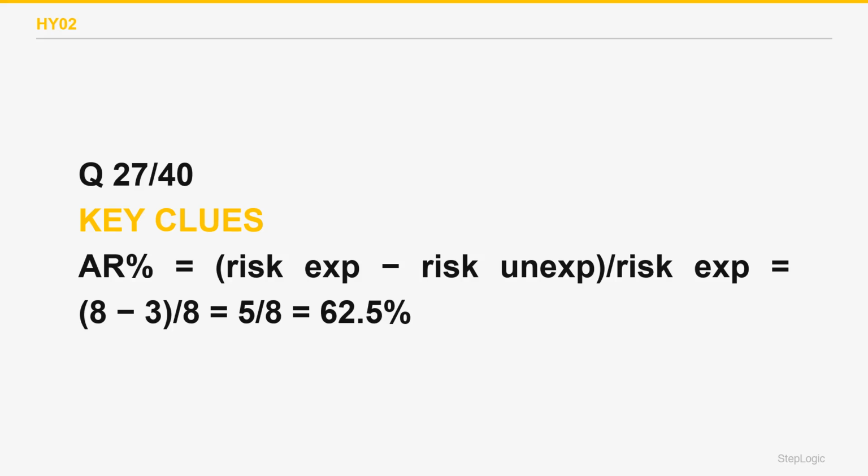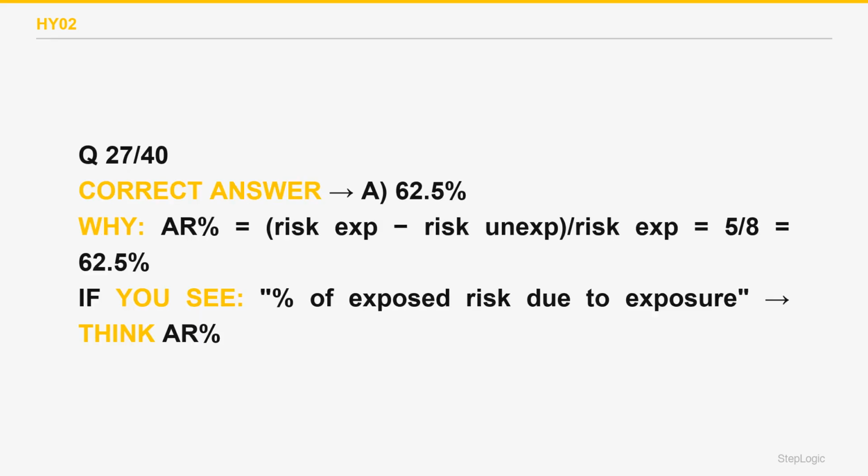Attributable risk percent is the excess risk expressed as a proportion of the exposed group's total risk: exposed minus unexposed, divided by exposed. Here that is 8 minus 3 divided by 8, or 5 over 8, which is 62.5%. It means about 62.5% of the disease in exposed people is due to the exposure itself. The correct answer is A.